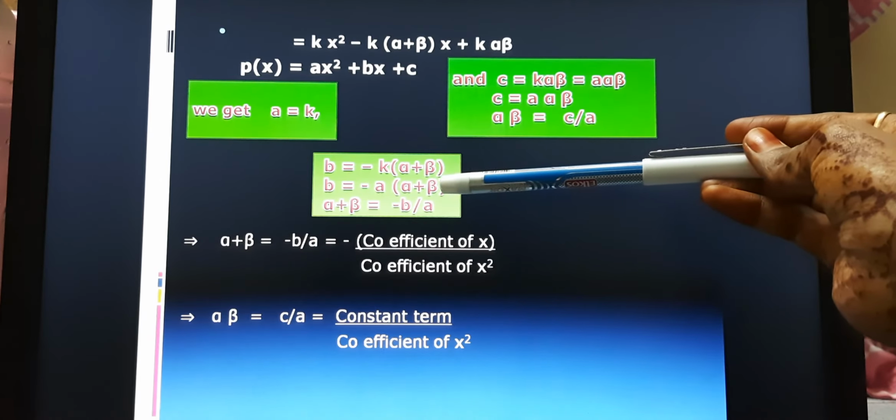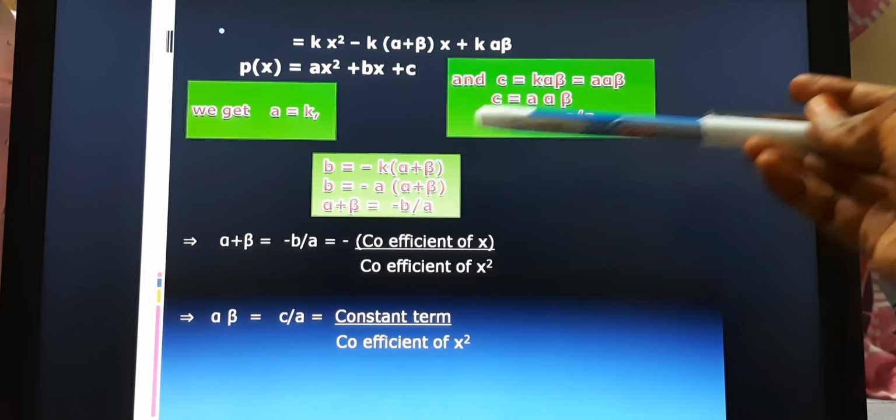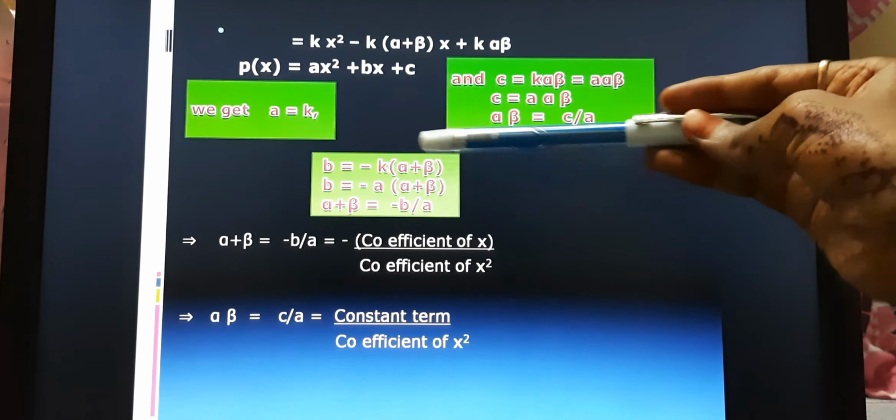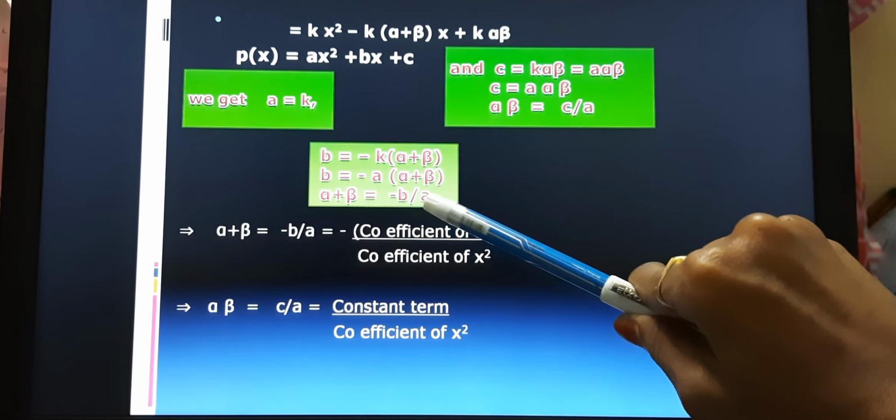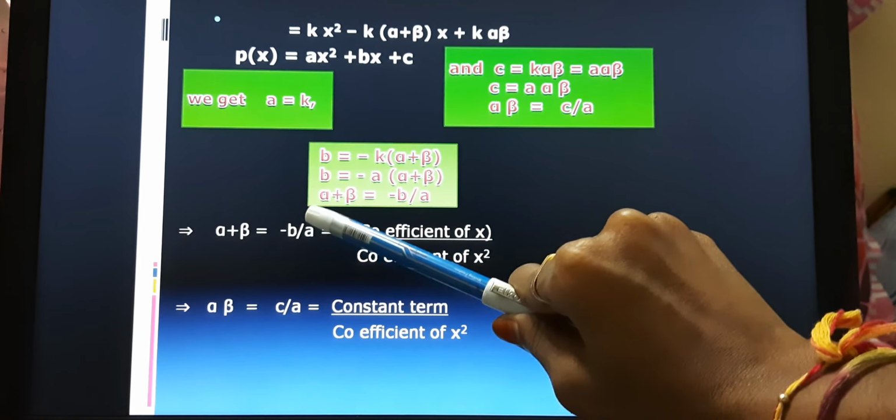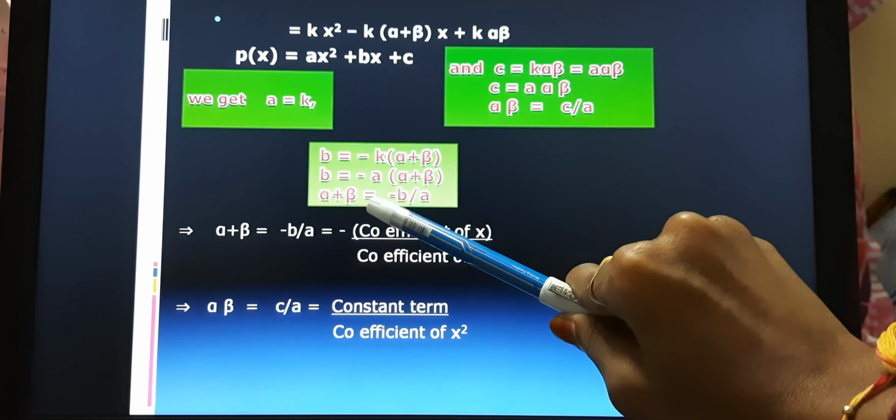So here alpha, beta are zeros, right? So I am keeping this aside. This minus a, I am transferring to the other side. It is in multiplication, right? When it goes to this side, it divides. So alpha plus beta is equal to b by a. The minus comes here, so it becomes minus b by a. From this, we got alpha plus beta is equal to minus b by a, right?